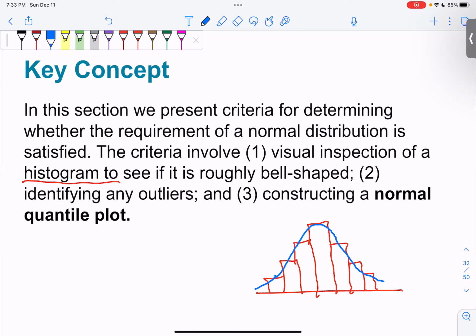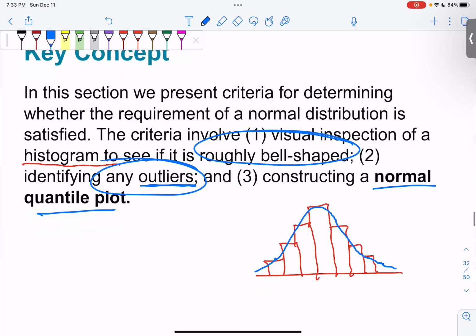Maybe this is the best case scenario for the normal distribution. And then if we have more than one outlier, then this data might not be coming from a normal distribution. But if the data has a bell shape, and we don't have outliers, or we have just one outlier, then we will construct a normal quantile plot, or QQ plot.